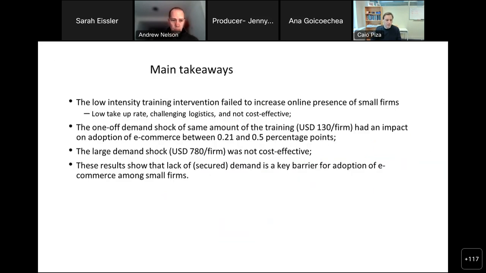Just to conclude, the low intensity training intervention failed to increase online presence of small businesses. This one-off demand shock is promising. The large demand shock was not cost effective, and the results show that lack of demand is a key barrier for adoption of e-commerce among small firms, and firms don't necessarily need more skills or more training to provide those skills. They sort of figure things out on their own. Thank you.